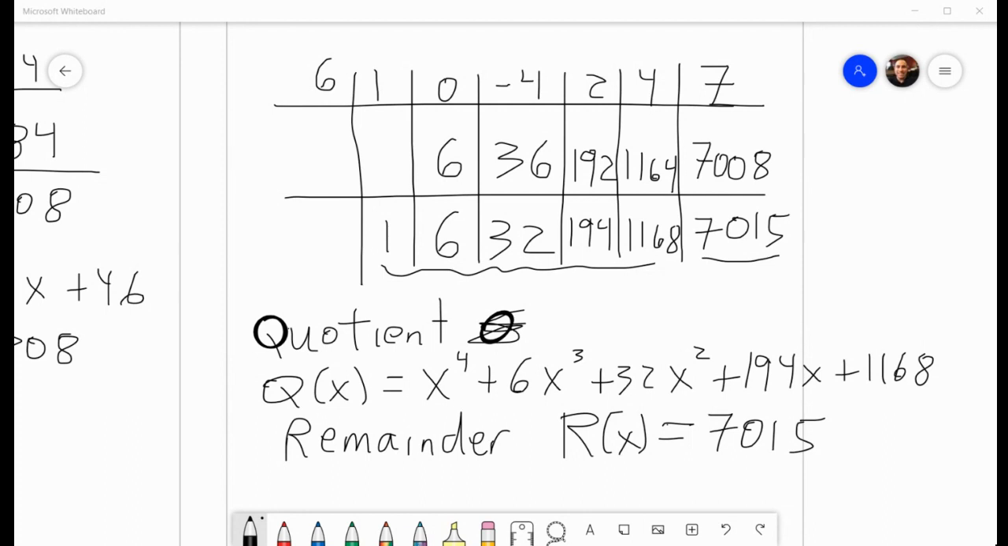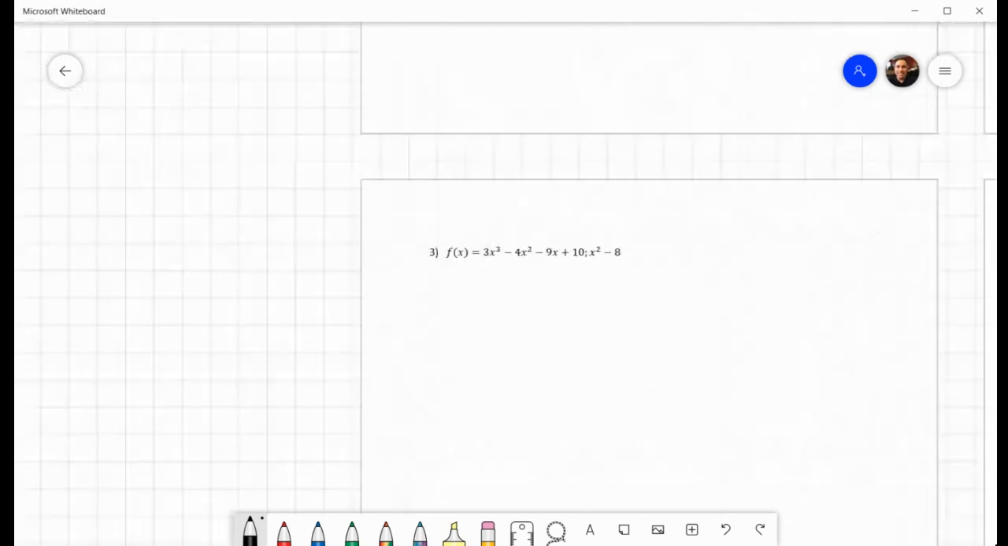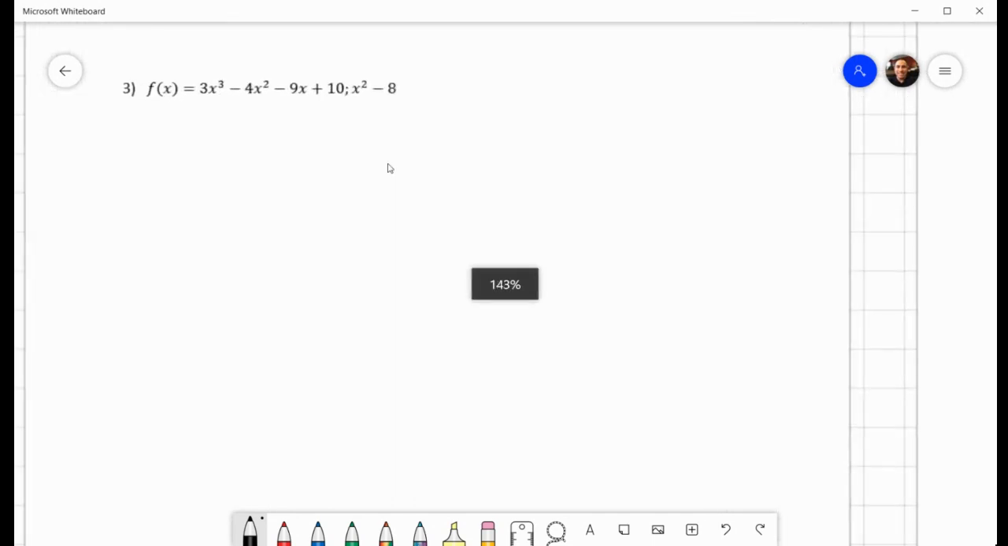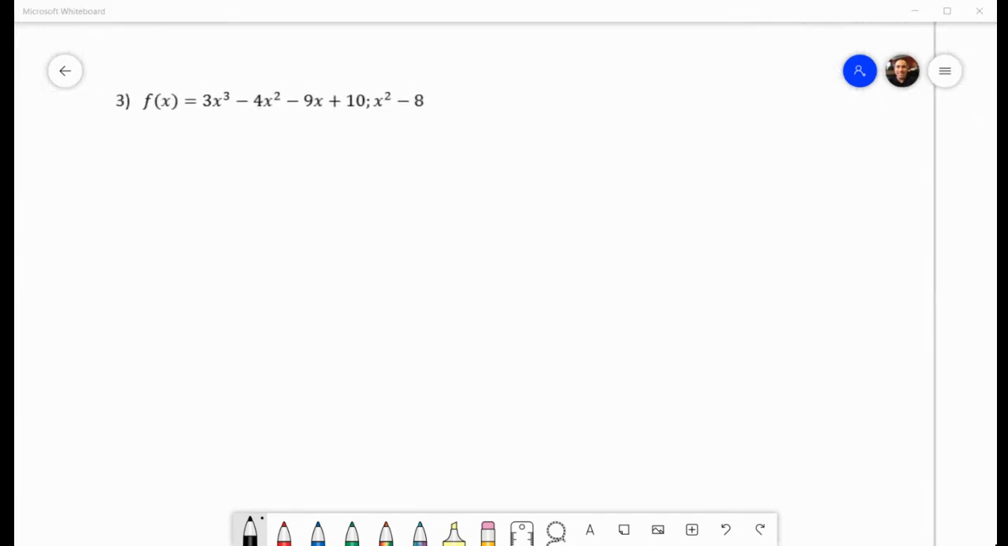Let me just move this one down. The next one, notice we're dividing by x squared minus 8. Let me zoom in a bit. Good, there we go. Since we're dividing by x squared minus 8, we can't use synthetic division. If it was x minus 8, we could, but it's not. It's x squared minus 8, so we have to use long division.